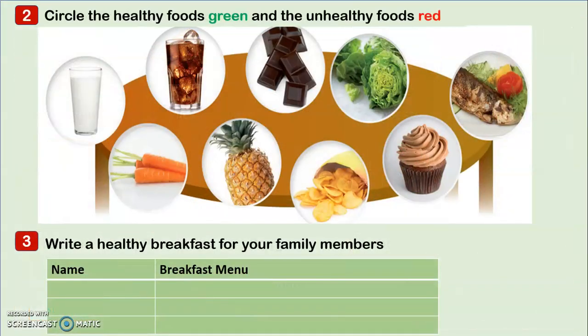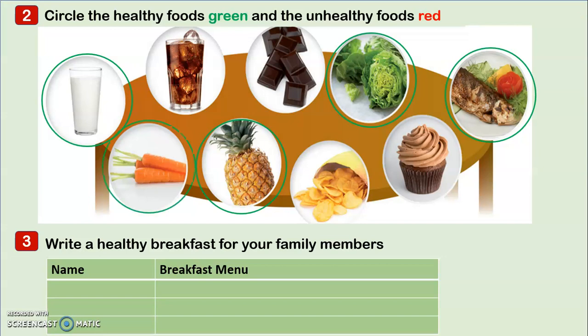We are going to circle healthy food in green, and unhealthy food in red, okay? Let's start together. Okay, that's right. Milk is healthy. Also we have lettuce, yes, fish, pineapple, and carrot. That's right, they are healthy. And what about unhealthy foods? That's right, soda or coke, chocolate, chips, and cake. That's right.